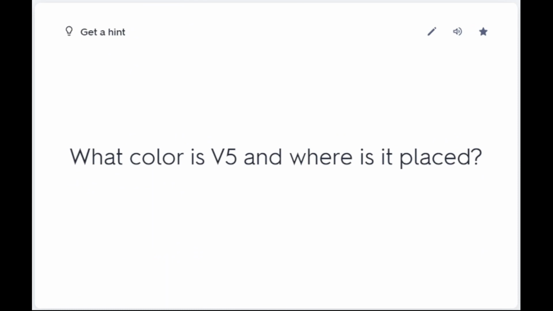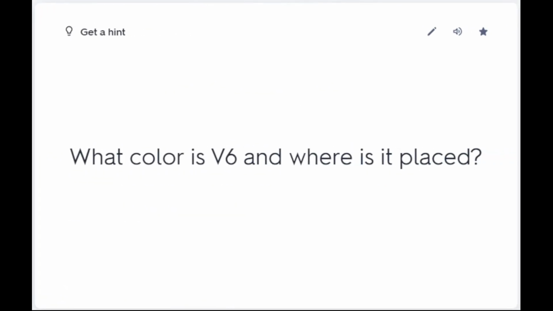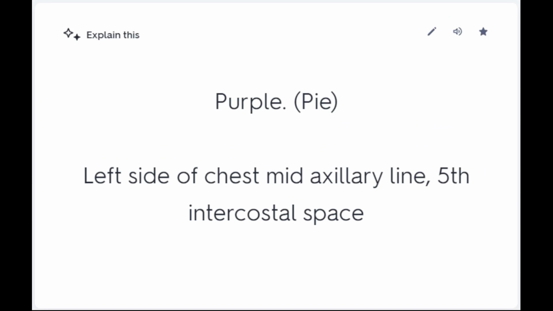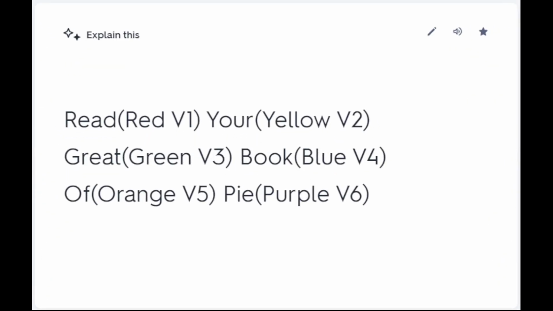What color is V5 and where is it placed? Orange, left side of chest, anterior axillary line, 5th intercostal space. What color is V6 and where is it placed? Purple, left side of chest, mid-axillary line, 5th intercostal space. Precordial placement. Read your great book of PI.